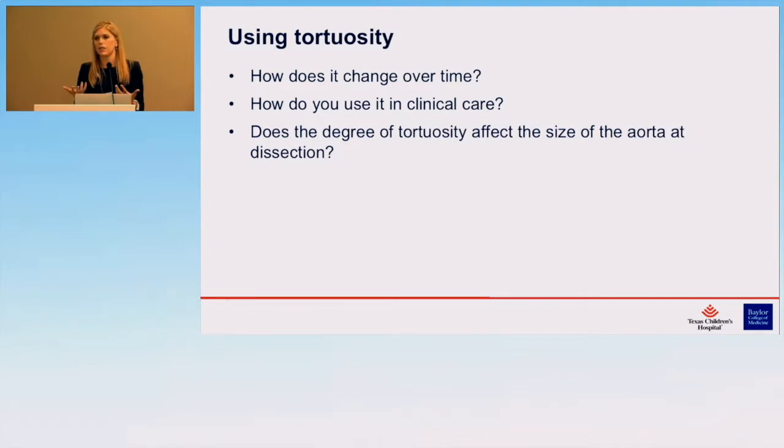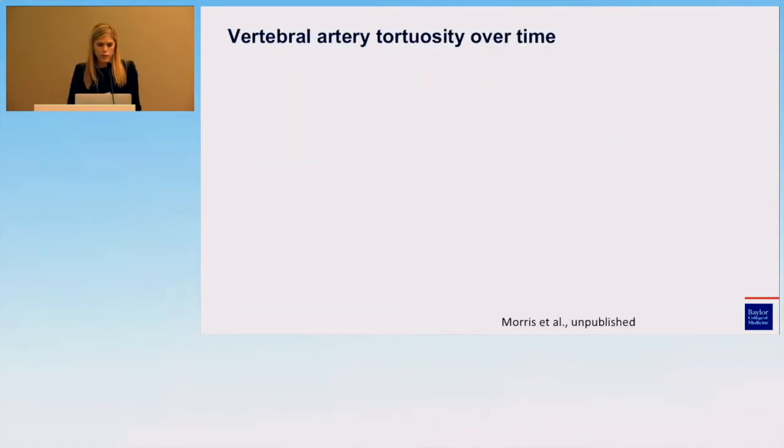And how do you use it? Do you say the more tortuosity you operate, or does tortuosity tell you to operate at a smaller aortic diameter? Certainly I have newborns that have a ton of tortuosity. Does that mean we operate? How do we use it? So we've gone on to try to figure out what to do. First of all, we looked at vertebral artery tortuosity over time, and we were quite surprised.